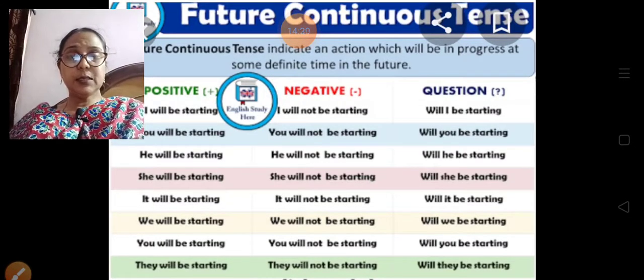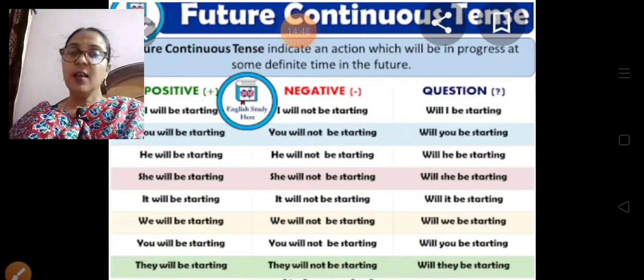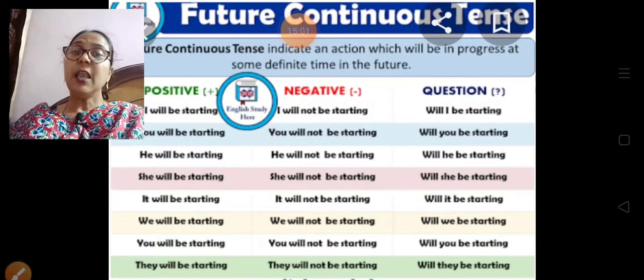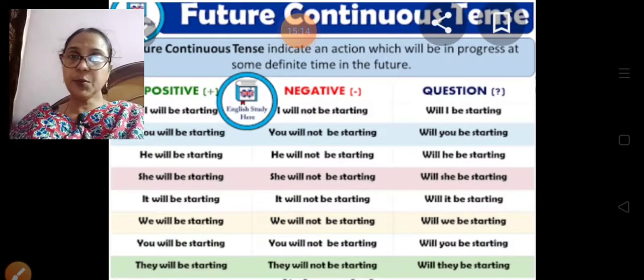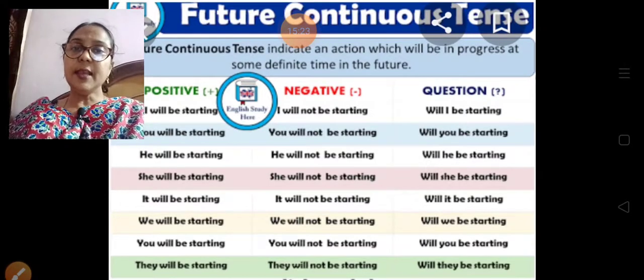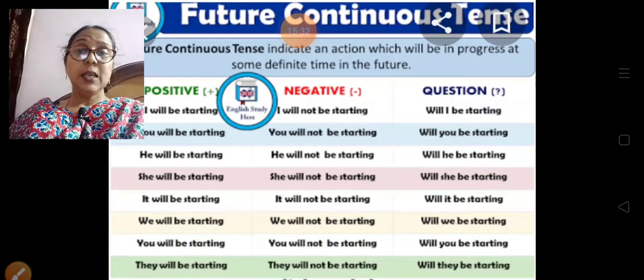Now, let's discuss the negative form of continuous tense in the future. Negative form means we just add not. So how will it be formed? First of all, we write the subject, then will not be or shall not be, and then verb with ing. So always remember, whenever we are making negative sentences in future continuous tense, we are supposed to use will not be and verb with ing. That is the formation of continuous tense in negative form.